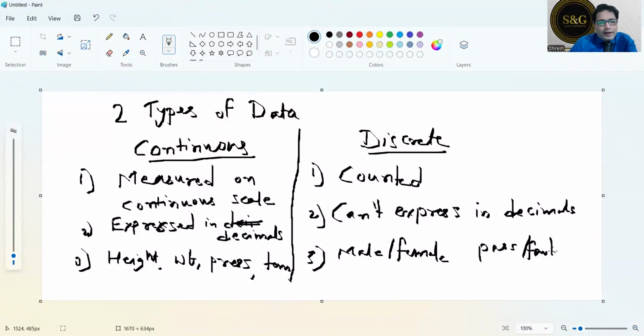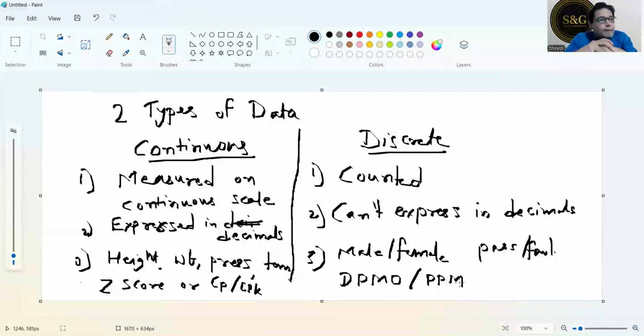Clear? Now, when we have continuous data, understand this. When we have continuous data, we do process capability with z-score, write this down, or CP/CPK value. What is that? We are going to discuss. And when we have discrete data, we do process capability in DPMO or PPM. Clear?